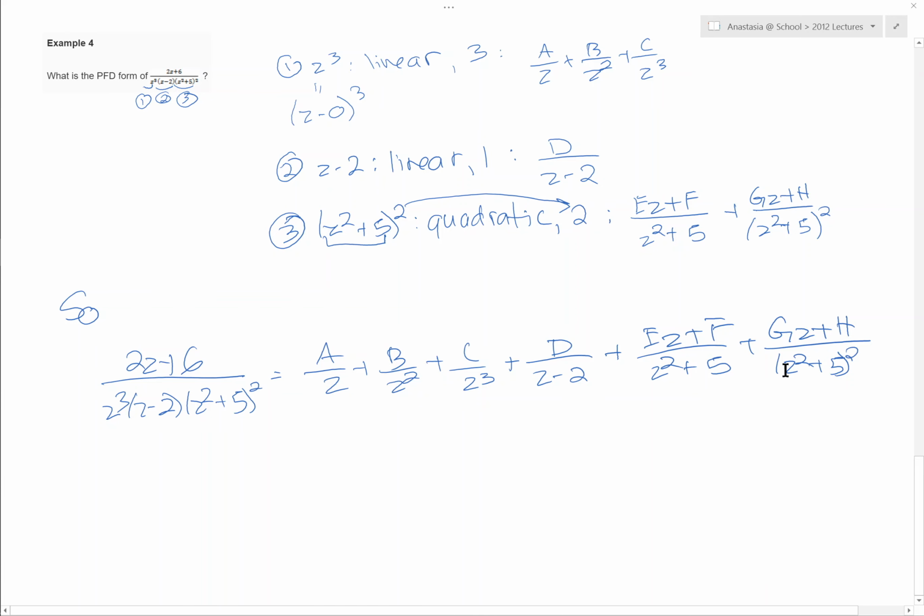And that is how we can combine the partial fraction decomposition forms for both linear factors and quadratic factors. So now we are able to find the partial fraction decomposition form for any possible rational function that you would see.